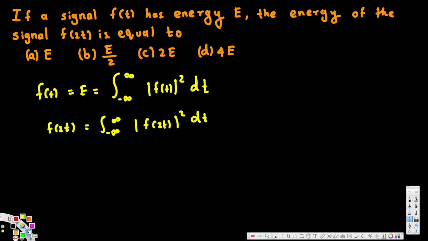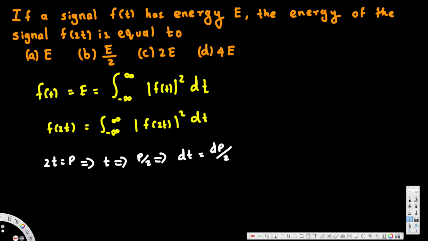To bring this pattern, I'm going to say 2t is equal to p. I'm going to use some other variable. Therefore, t is equal to p by 2. So dt is going to be equivalent to dp divided by 2. Okay, I just rearranged this one.